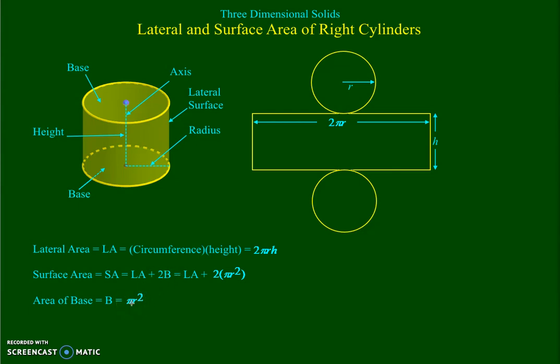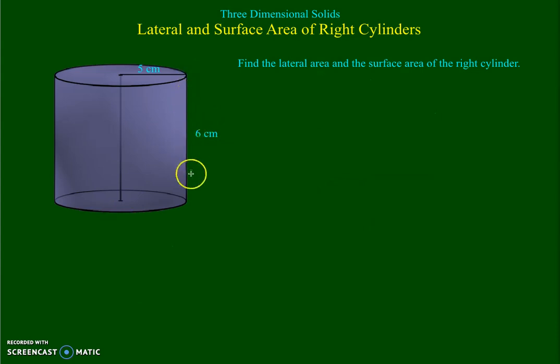Let's go ahead and take a look at an example and see if we can figure one of these out. Here we have our cylinder. The cylinder has a height of 6 centimeters and a radius of 5. Let's start by finding the lateral surface. That would be lateral area equals the circumference times height. So circumference is 2 pi r, times h, which is 2 pi 5 times 6.